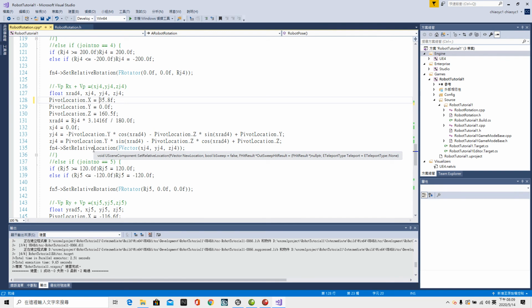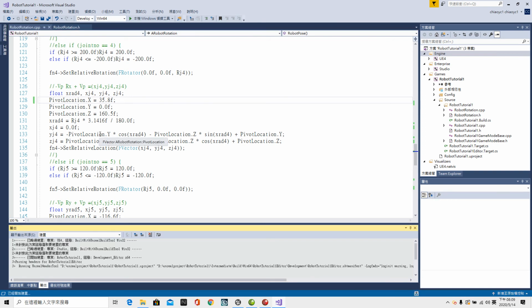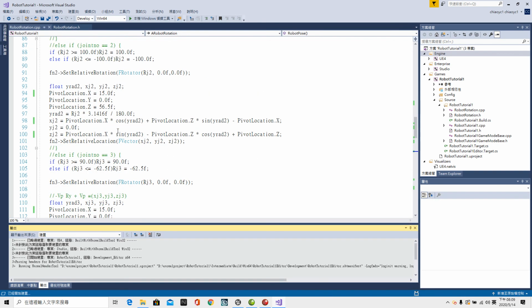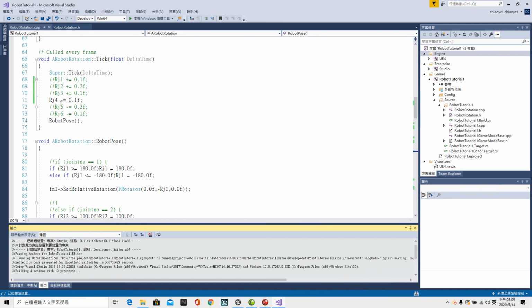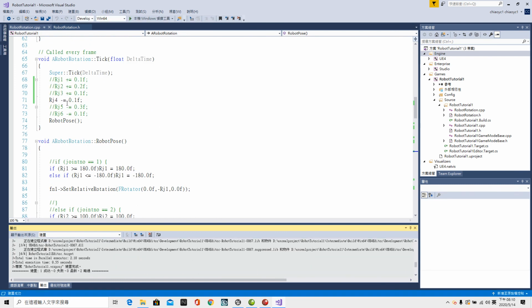Okay, let's run first. If anything is wrong, we'll change the program again. Control Shift B. We see again the rotating is minus direction. Okay, success.